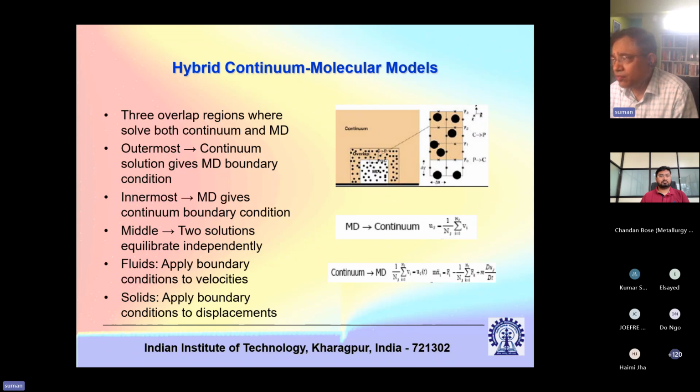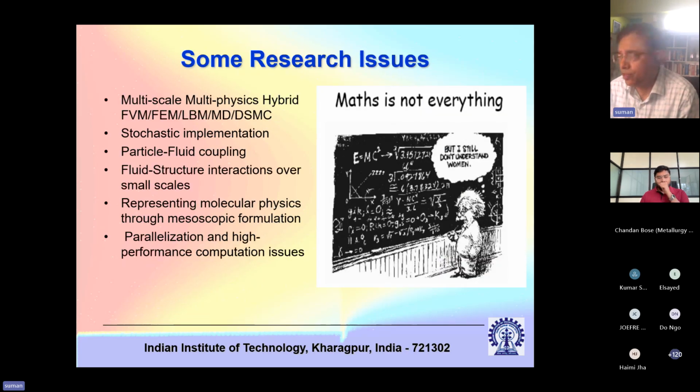Now, one of the emerging directions in which people can go is how to combine these open source tools to form a single hybrid continuum connected open source tool. This is an open question. So some research issues like multi-scale, multi-physics hybrid approach, where you have the stochastic implementation, particle fluid coupling, fluid structure interactions are already there, but over small scales where these molecular aspects have to be embedded.